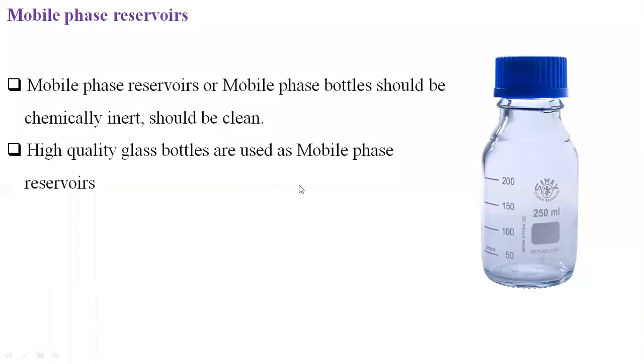First, we are discussing the mobile phase reservoirs. The mobile phase reservoirs or mobile phase bottles should be chemically inert and clean. Whatever mobile phase reservoirs we are using, they should be free from foreign particles. We have to use high quality material to manufacture mobile phase reservoirs. High quality glass bottles are used as mobile phase reservoirs. Generally, the reservoirs we use in the industry withstand high temperatures and are chemically inert.